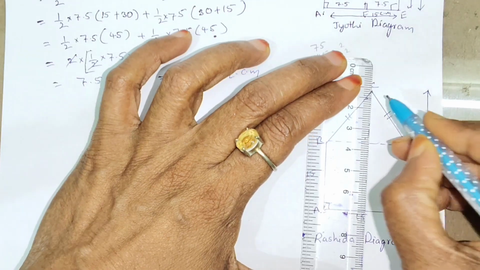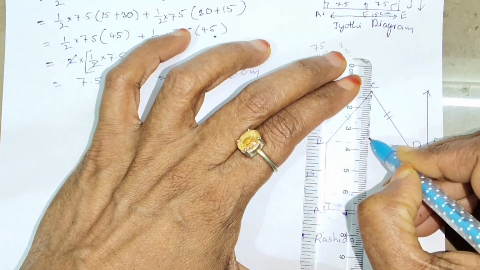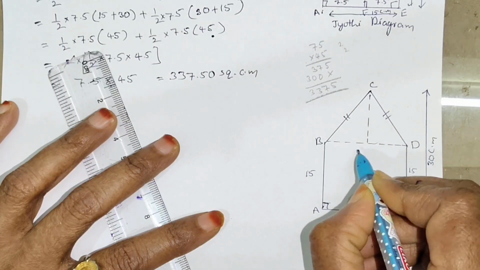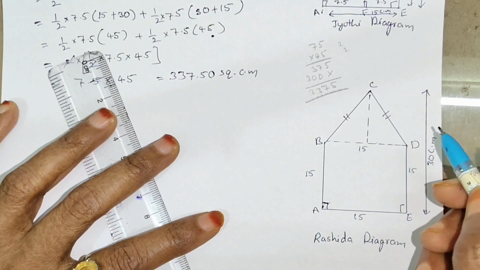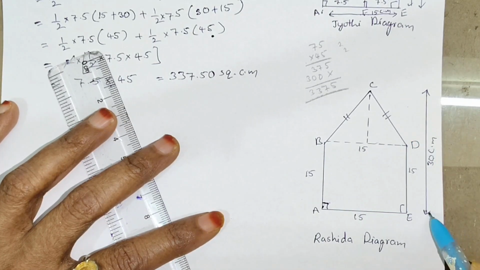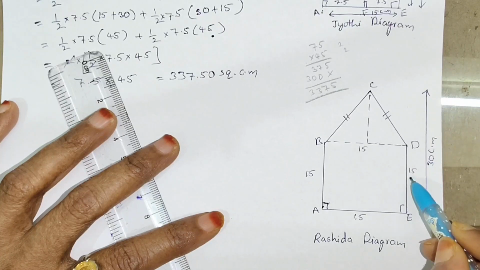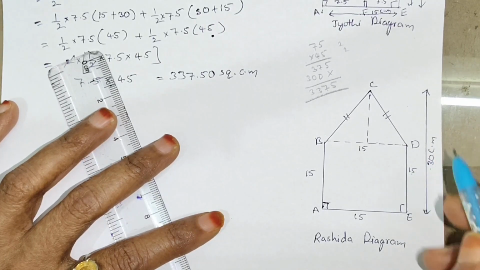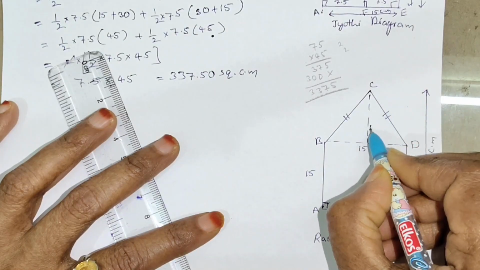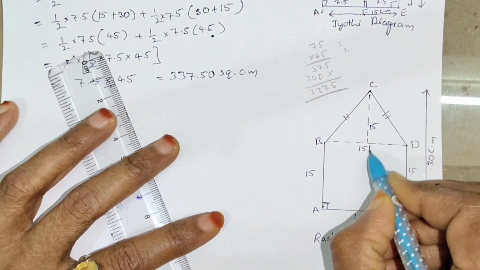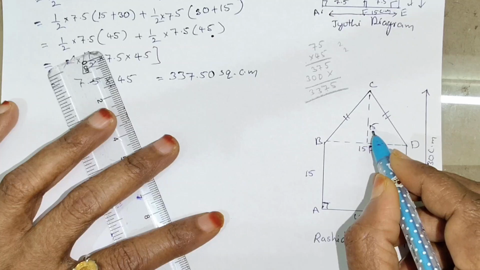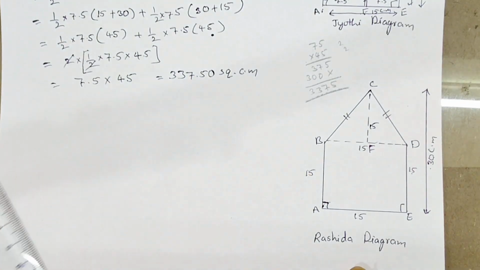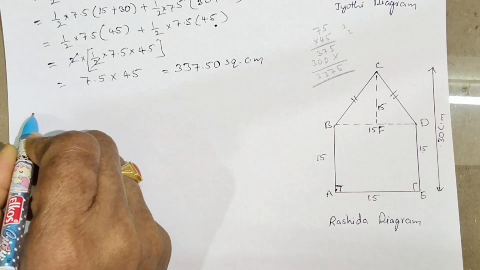So here we draw the perpendicular line. So AE is 15, which means here also 15 centimeters. Next, here to here is 30, so E to D is 15. 30 minus 15 means here 15 centimeters. Here F to C is 15 centimeters. So now we find the areas.